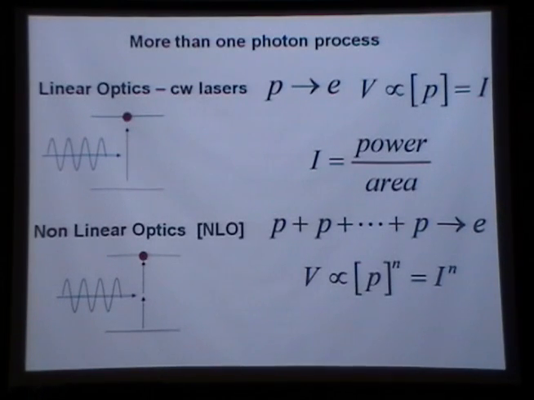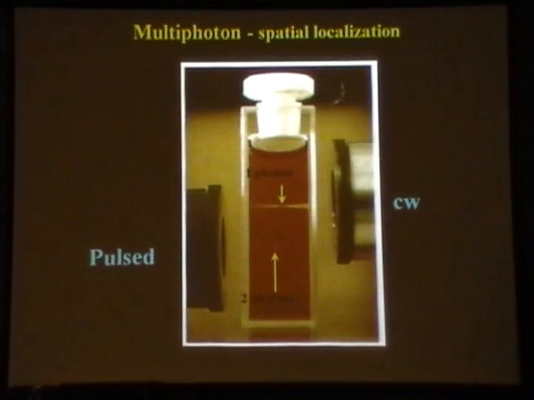So the other way to look at this is that now you have a chemical reaction, you take one photon and change it into an electronic excited state. And the rate of this reaction is just proportional to the concentration of photons, that in our case is the intensity. And for nonlinear optics with any photon process, you need n photons to generate one excitation. So it's going to be proportional to the intensity to the n power of the photon.